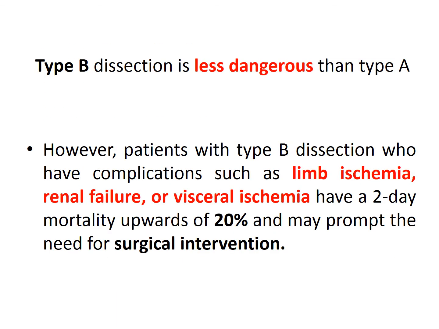So, type B dissection is less dangerous than type A dissection. However, patients with type B dissection who have complications such as limb ischemia, renal failure, or visceral ischemia have a 2-day mortality up to 20% and may prompt the need for surgical intervention, leading to instability of the patient being critical.